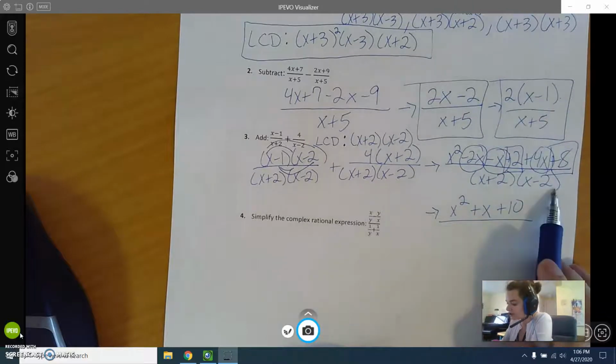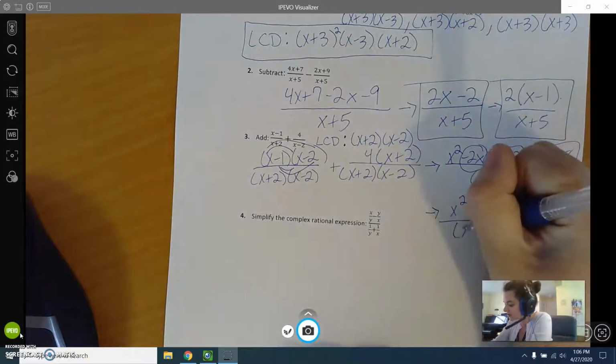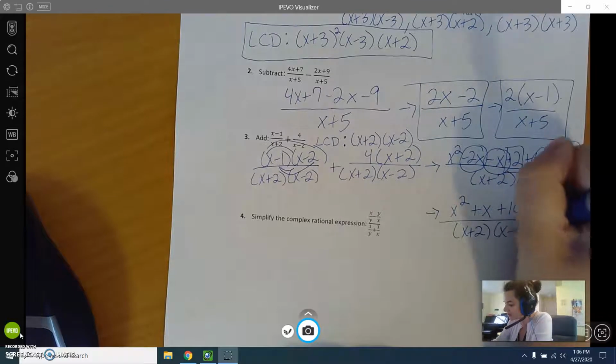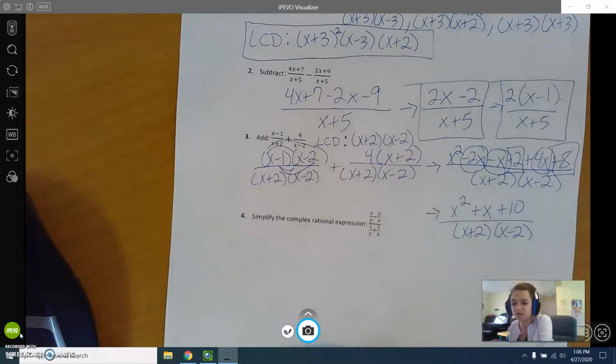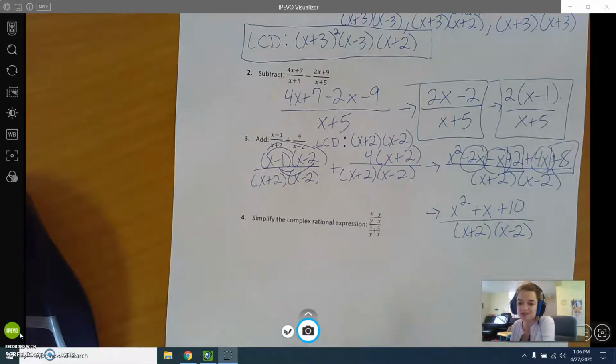My denominator didn't change. I didn't do anything to it. It's still x plus 2, x minus 2. And I think we're done. The only thing you check is if you can simplify it further. And that's not even going to factor.